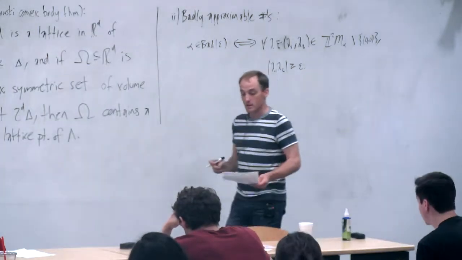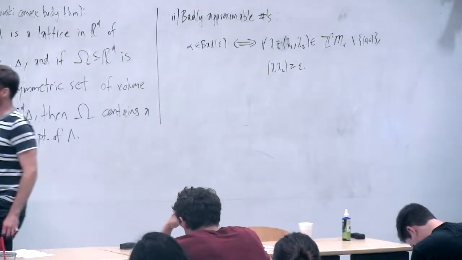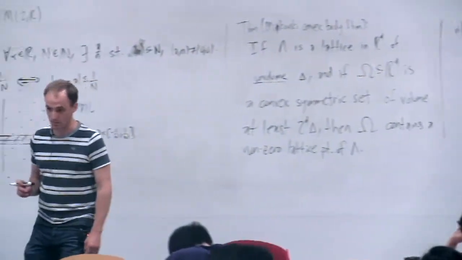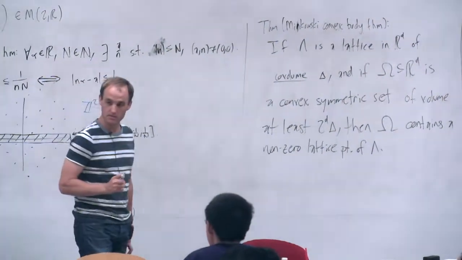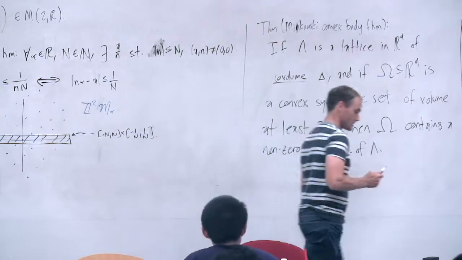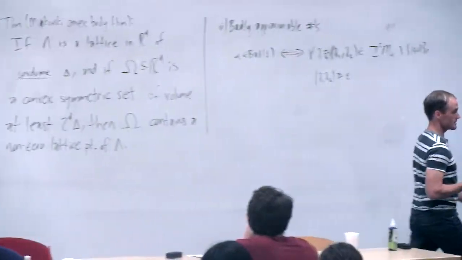So what does it mean in terms of this picture? What does it mean for alpha to be badly approximable? Where's that color that you guys said not to use? The red one? It's gone now? There it is.